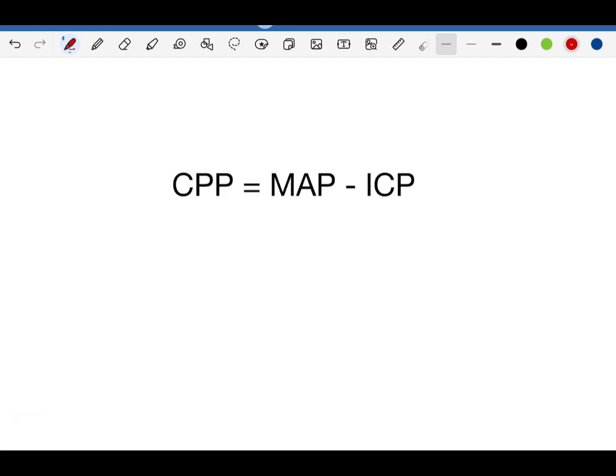Now here's the formula for calculating cerebral perfusion pressure. It's going to be your MAP, which is your mean arterial pressure, minus ICP, which is your intracranial pressure, which brings us to the next point. So what are the normal values and ranges for all three of these?